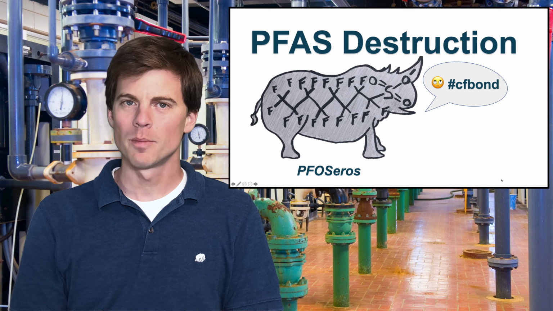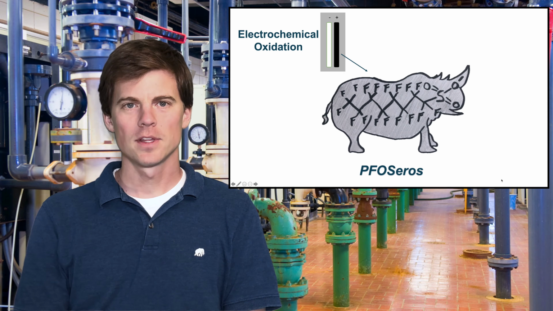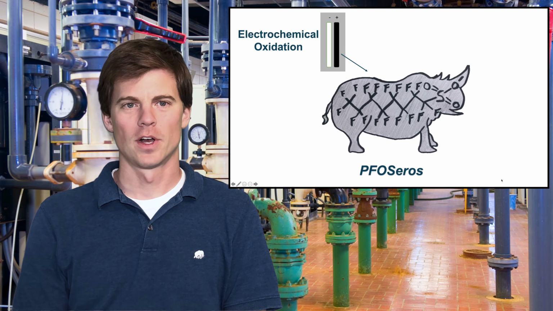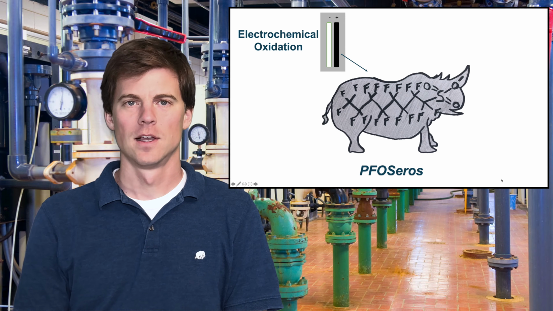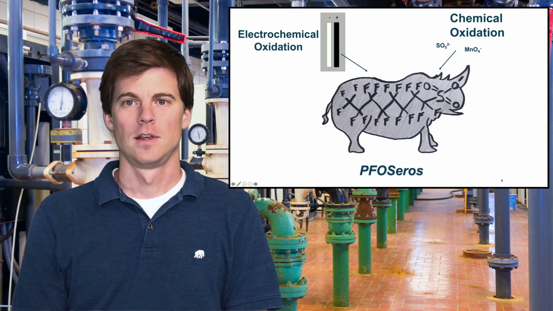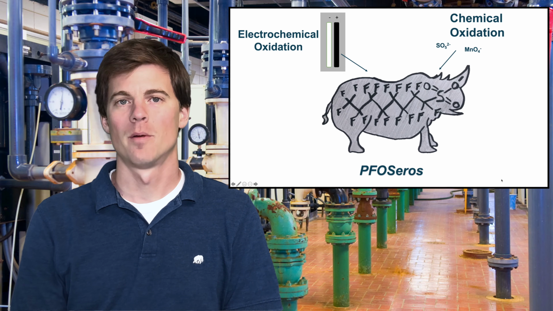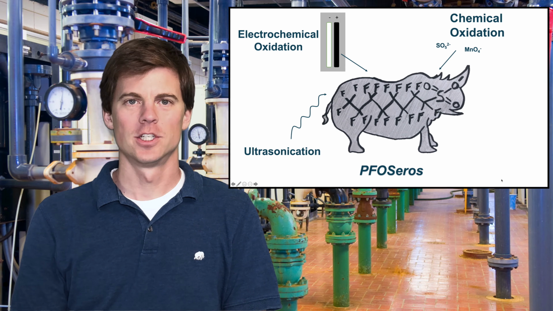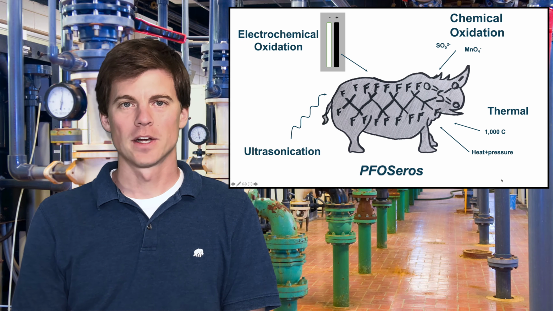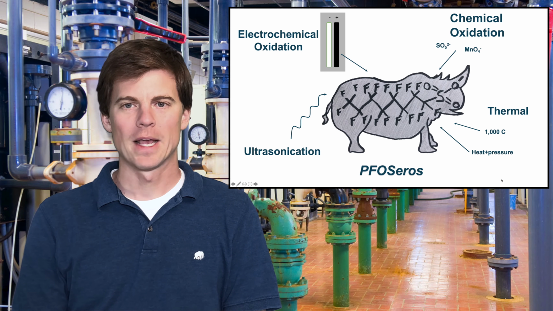And it's correct, but if you apply enough energy to anything, you will destroy it. Some of the things that have been used to break down PFAS: electrochemical oxidation. This is using a lot of energy in the form of electricity. You can run water past these electrodes and degrade the PFAS. Same thing, chemical oxidation. You can use things like persulfate and permanganate to attack the compound and break it down into smaller pieces. Ultrasonication, again, you're using energy in the form of sound waves. Thermal degradation, energy again.